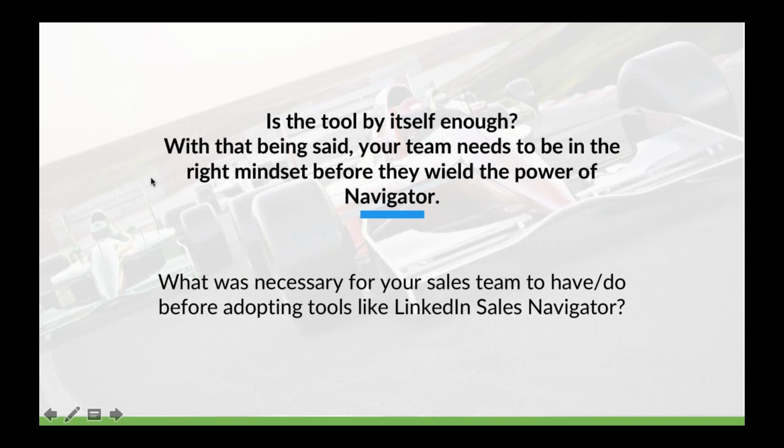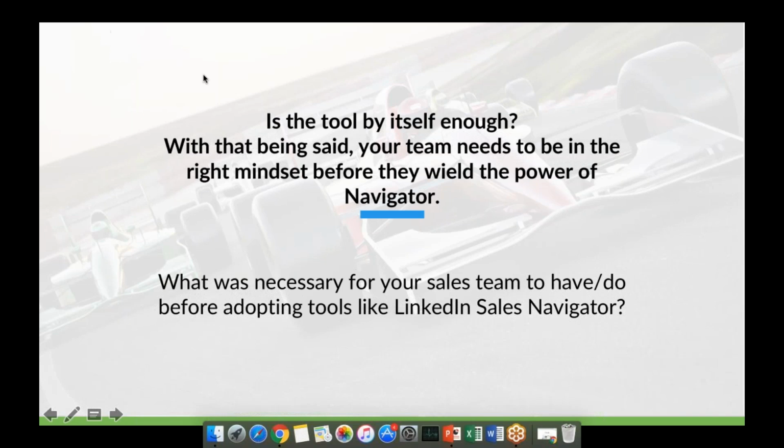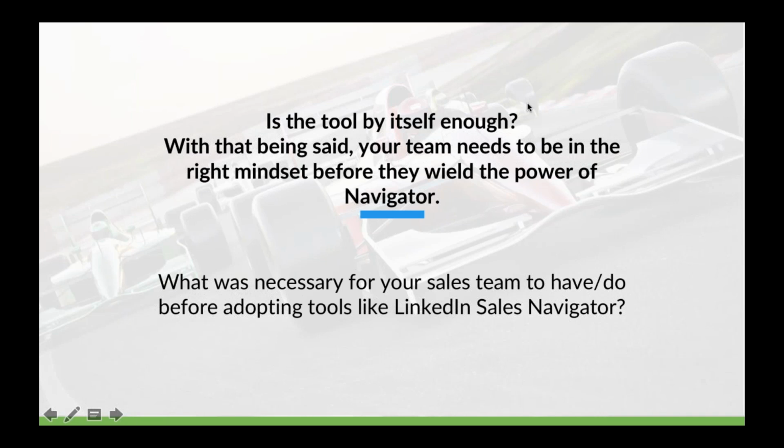The necessary things for our sales teams to do before adopting things like Sales Navigator was to commit and recognize the importance of social. Not only on the selling side, using tools like Sales Navigator to identify leads and build contact lists, but also the power of social presence and how you need to redefine what you look like and establish yourself from a thought leadership standpoint. So for our organization, it was an overall commitment to social, of which Sales Navigator was a part.